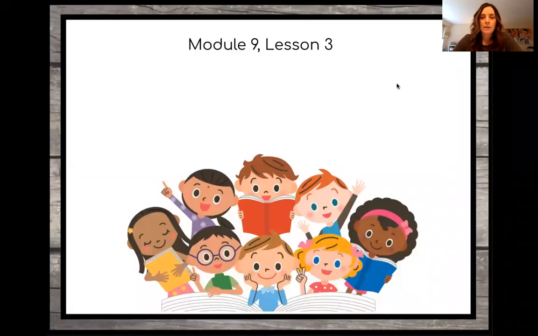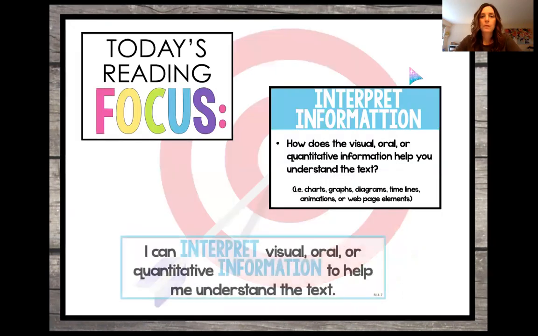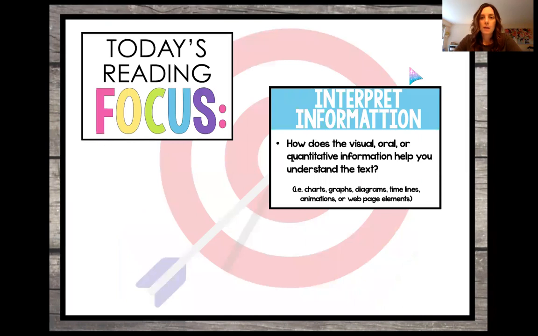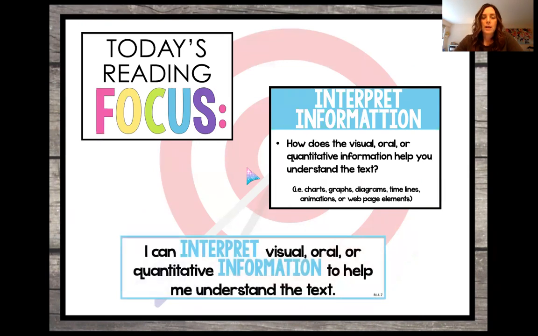Hi, everyone. This is Module 9, Lesson 3, and we are going to talk a little bit more today about graphic features. Today's reading focus is on interpreting information, so we are going to really look at how the visual, oral, or quantitative information helps us to understand the text. And today we're focusing on the visual information, things like graphs and diagrams and animations. Our learning target today is I can interpret visual, oral, or quantitative information to help me understand a text.